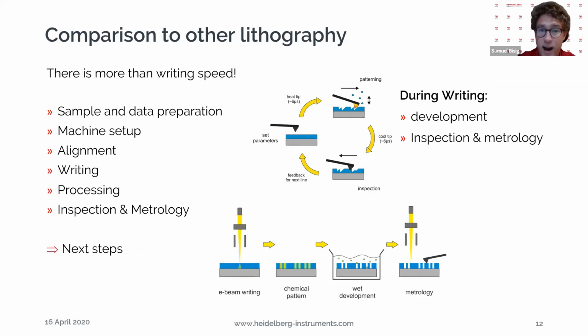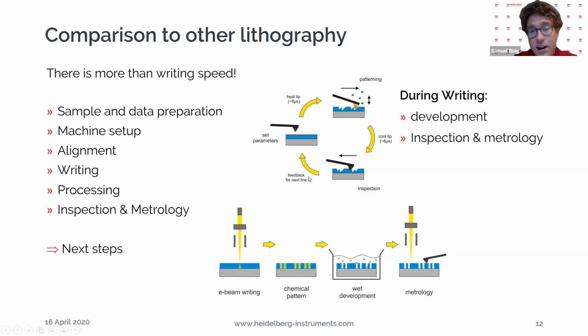But after the patterning, this is not the whole story, and there's more than the writing speed. For your lithography tool, you need certain sample preparation. You have data preparation which needs to be fed into the system. You need the machine setup itself. You need to align your structures, which always takes a lot of time, and then the processing and the inspection afterwards. If you compare all this together, then in certain cases the throughput or the overall turnover of using the NanoFrazor could be a lot higher than with e-beam or other beam technologies.